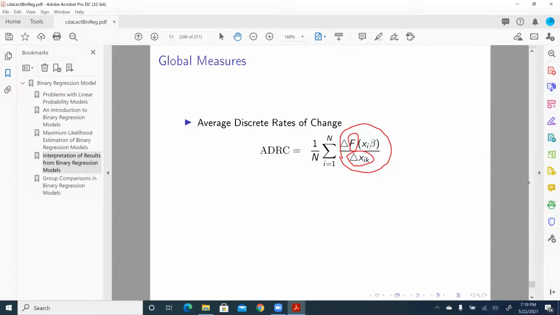But what about we do that for every single case in our estimation sample? So that is the sigma, summation sign. And next is take an average. So that's called average discrete rates of change.